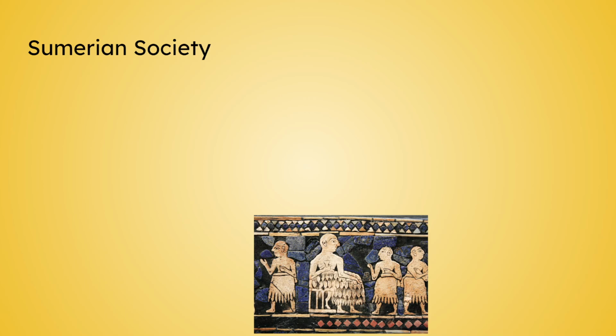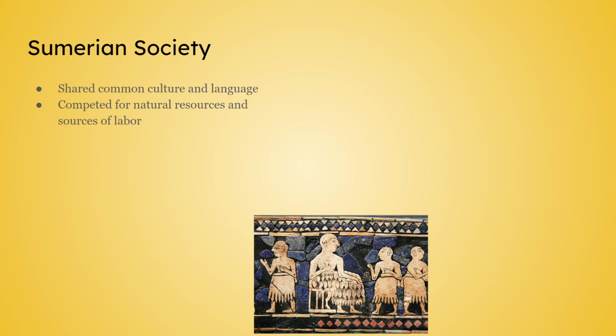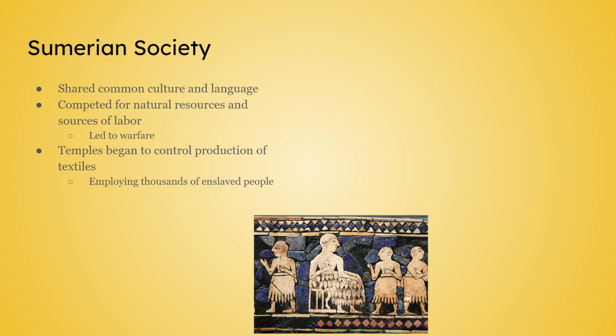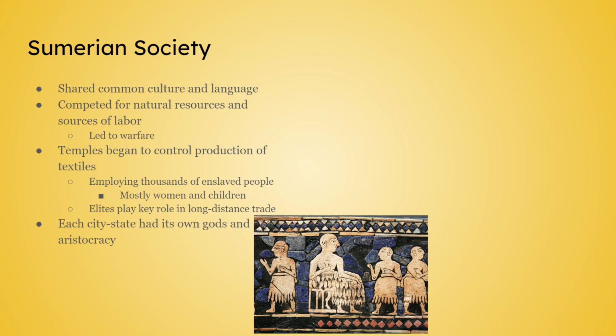Sumerian society, at this point, everybody shared a common culture and language, the Sumerian language. They competed for natural resources and sources of labor, which led to warfare among the city-states. And temples began to control the production of textiles, employing thousands of enslaved people, which were mostly women and children. And elites of these temples, like priests and whatever, played a key role in long-distance trade. So that's interesting. Each city-state actually had its own gods, which may come as a shock to you, and its own aristocracy.